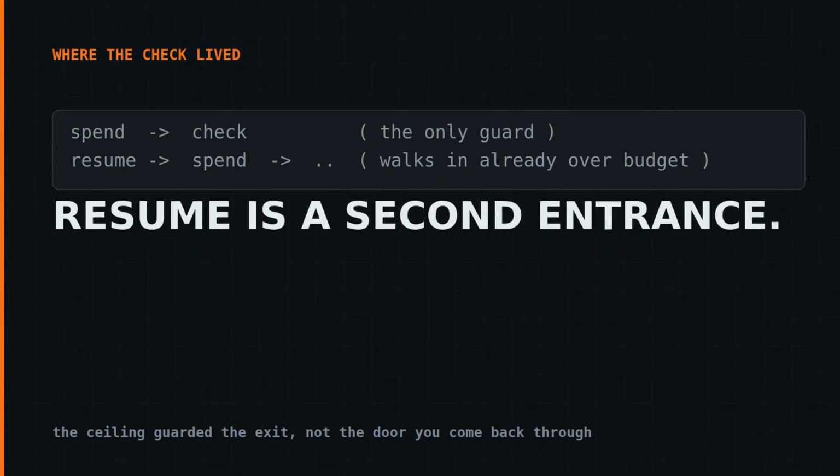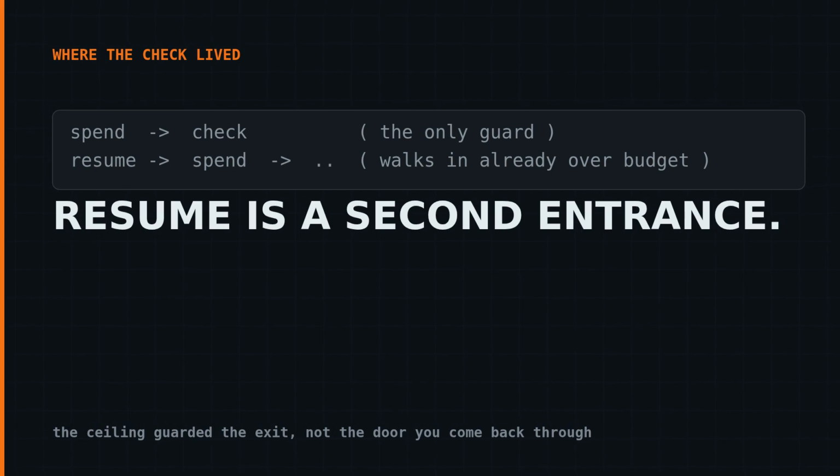The limit was enforced in exactly one place. The function that adds up cost, right after a paid session, hands back its bill. Spend, then check, spend, then check. That works perfectly as long as spending is the only way into the loop. But resume is a second entrance to the control loop. When you restart a halted run, the loop re-enters partway through, already over budget, and heads straight into the next phase, a paid one, without ever passing the check that could stop it.